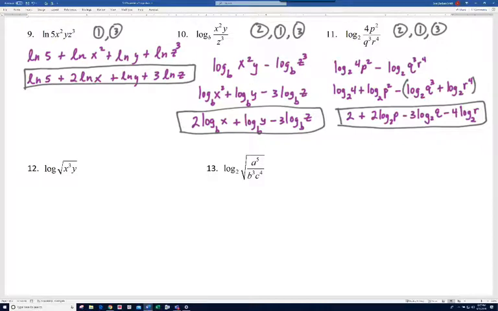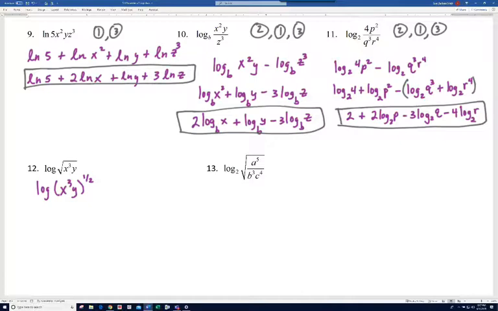Okay, so if you look at our properties, there are no properties with radicals in them. We really need to get rid of the radical, and that's not a problem. We can write this as the log of x cubed y to the 1/2 power. Remember, square roots can be written using an exponent of 1/2.